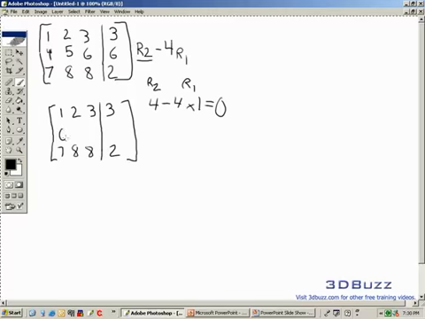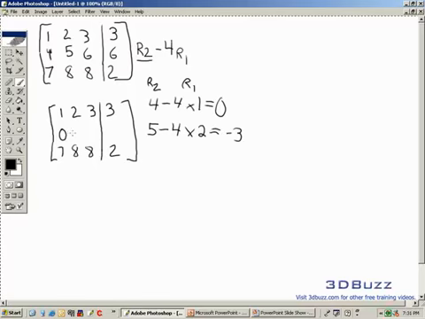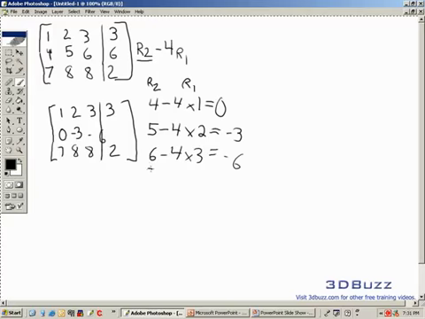Exactly. So that's 0. Then we have 5 minus 4 times 2. That equals negative 3, I believe. So that's a negative 3. And we have 6 minus 4 times 3, which equals negative 6. And finally, 6 minus 4 times 3, which also gives negative 6.